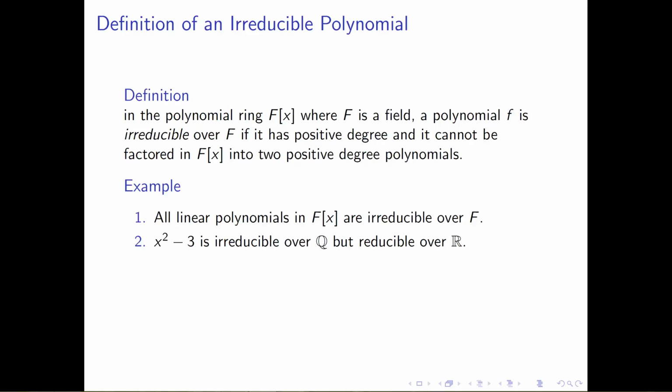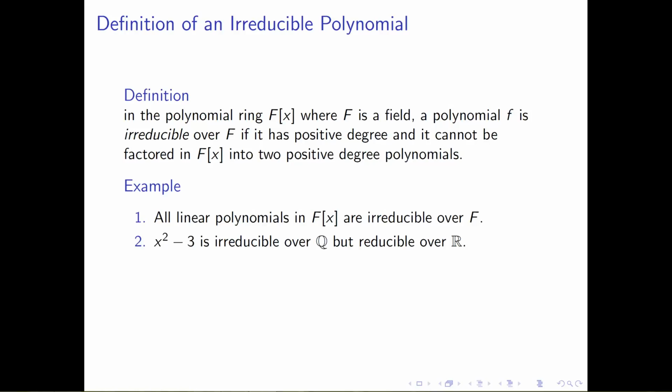The first is the polynomial x squared minus 3. If we think about this polynomial as living in the polynomial ring Q adjoined x, the coefficients on the polynomial x squared minus 3 are rational numbers. In fact, they're integers, but we're requiring our field to be a field. So rational numbers are a field. All the coefficients on x squared minus 3 are rational. It is not possible to factor x squared minus 3 as a product of polynomials that have rational coefficients, and therefore the polynomial x squared minus 3 is irreducible over the rational numbers.